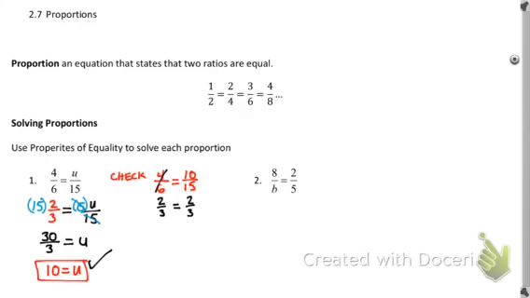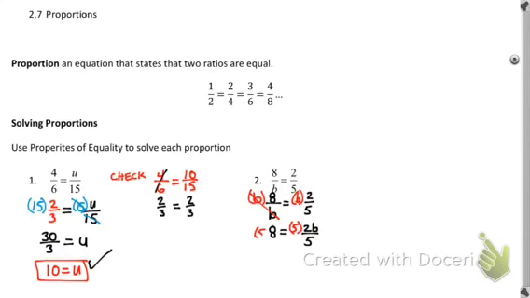Next one we have 8 over b is equal to 2 over 5. Well, we can't reduce either side here to start, however we're going to try to solve for b. First thing I want to do is rewrite the problem, and again notice I left some space for the equal sign. So the first thing I want to do is get b from the denominator to the numerator. So I multiply both sides by b. This gives me 8 is equal to 2b over 5.